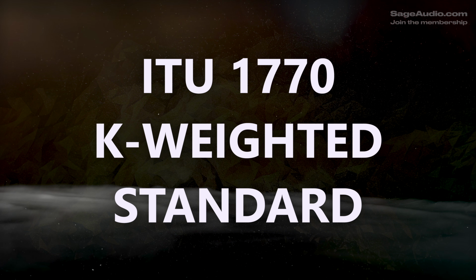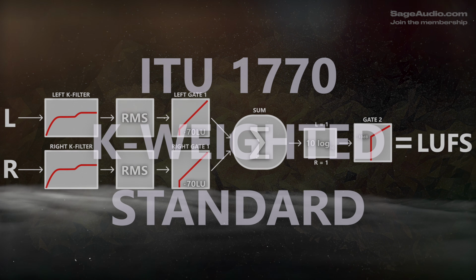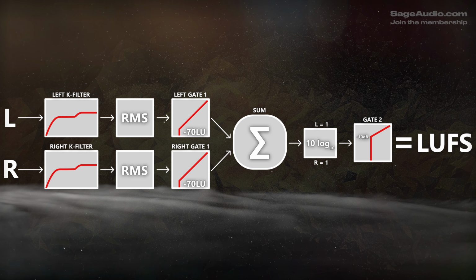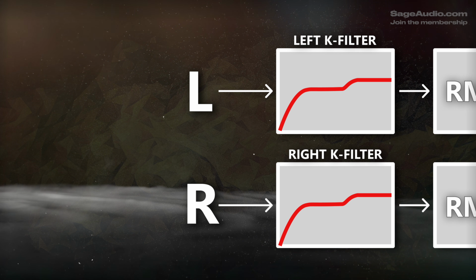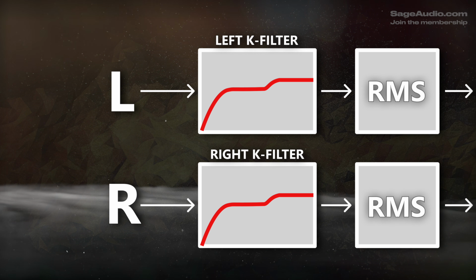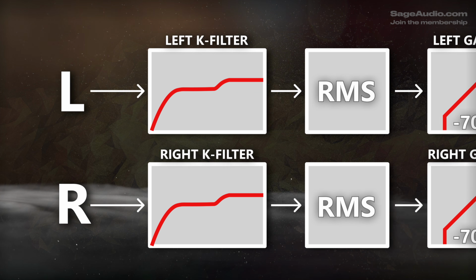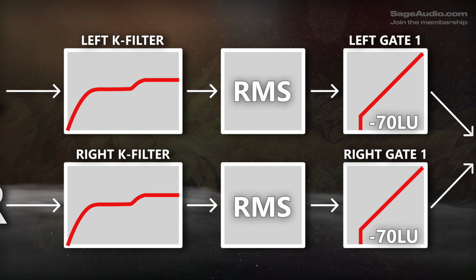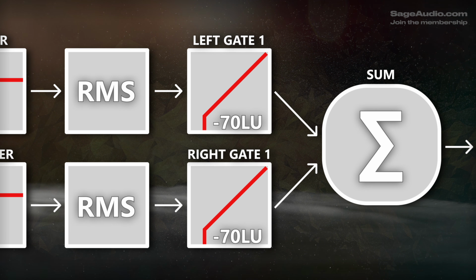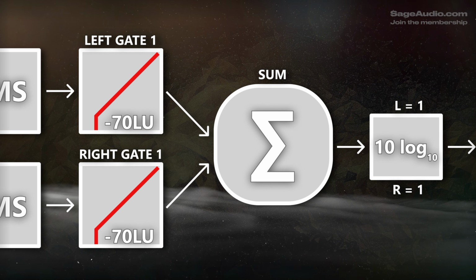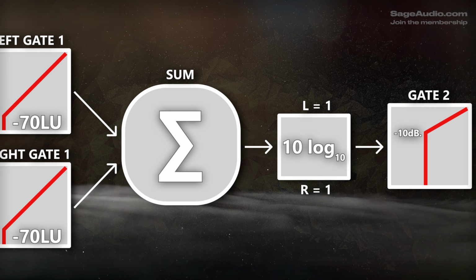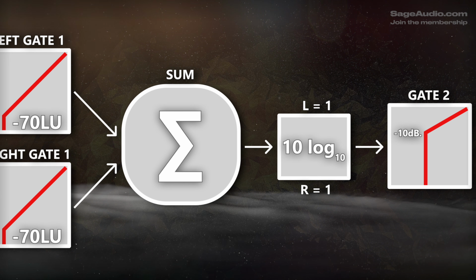Starting off, let's understand the ITU K-weighted standard. For most music, a two-channel model of the standard is used. The left and the right inputs are fed into independent K-weighted filters. The average loudness, or RMS, is then measured for each channel. A gate is then used to remove anything below -70 LUFS from the measurement. The signals are summed and multiplied by a logarithmic function to give each channel a specific value, which in a stereo track, the left and the right channels are valued identically. And lastly, a second gate negates anything 10 dB below the current measurement.